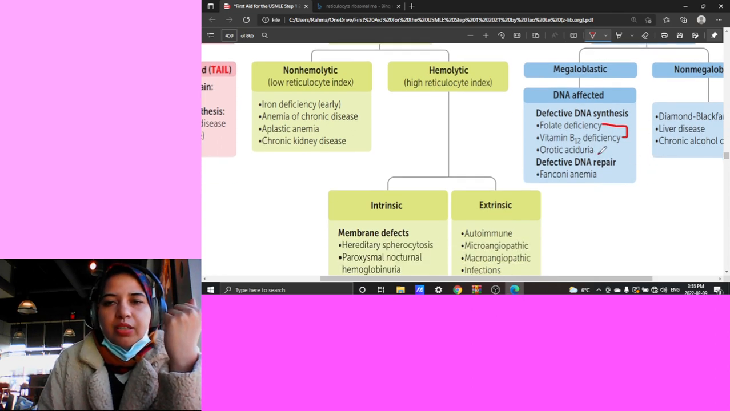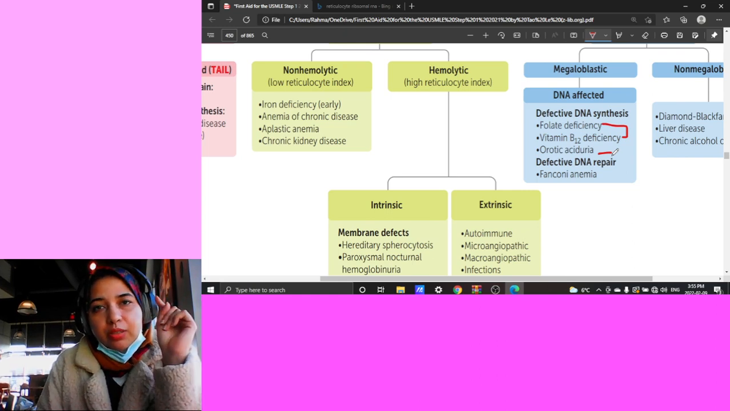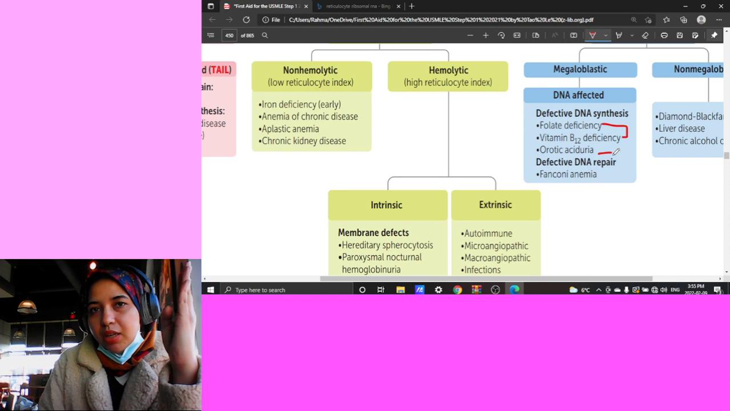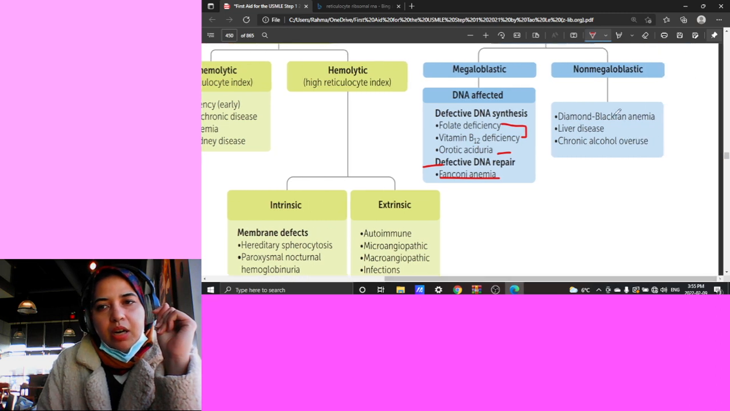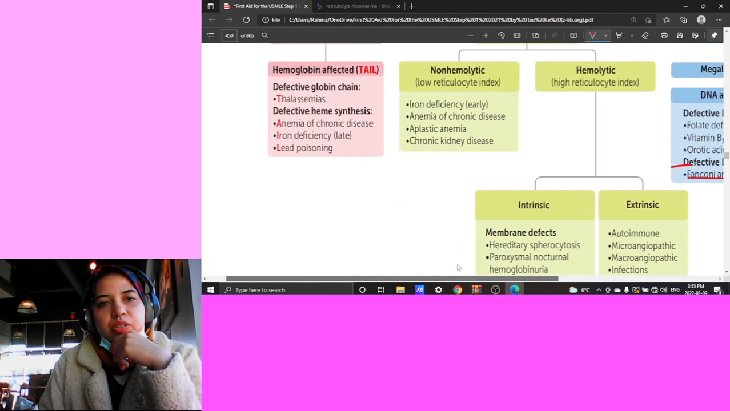And then you have orotic aciduria, where you would have a case of megaloblastic anemia and you tried to treat it by giving the patient both folate and vitamin B12 and it still didn't work. Then you're probably dealing with orotic aciduria. Then you have defective DNA repair, which is Fanconi anemia. Then you have the non-megaloblastic type, which is Diamond-Blackfan anemia, which is rarely ever asked about, and then these two, which is chronic alcohol overuse.